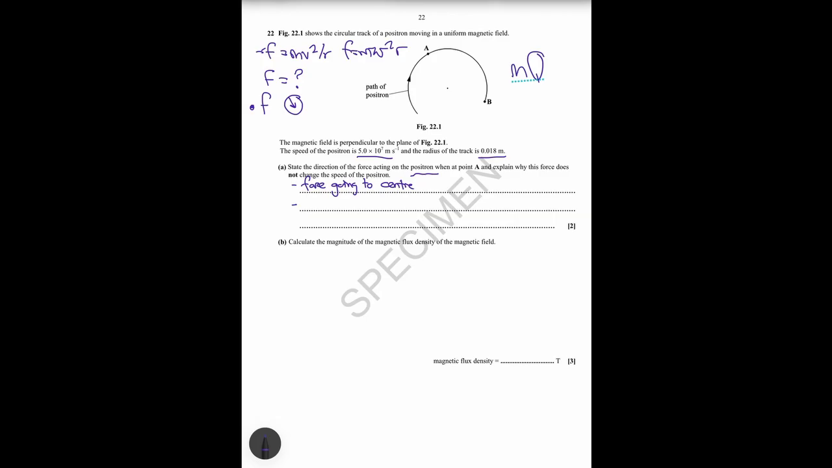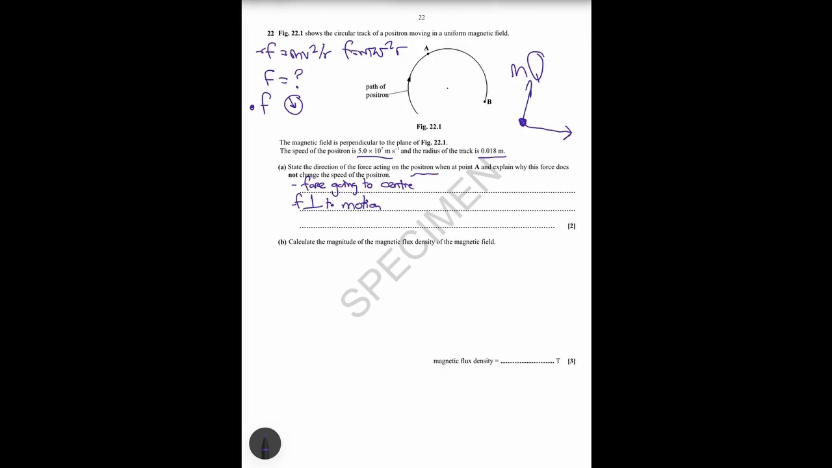When I'm saying explain why it doesn't change the speed of the positron, well, what do I know about this thing? And even if I'm not too sure about what the answer is, I just know that the force is acting perpendicular to the motion. And this is probably enough to get me the mark, to be fair, but it's important that you understand it also. Why would that matter if it was acting perpendicular to motion? Well, let's just say here's the positron at whatever point it's at. If it's going that way, acting perpendicular would be here.